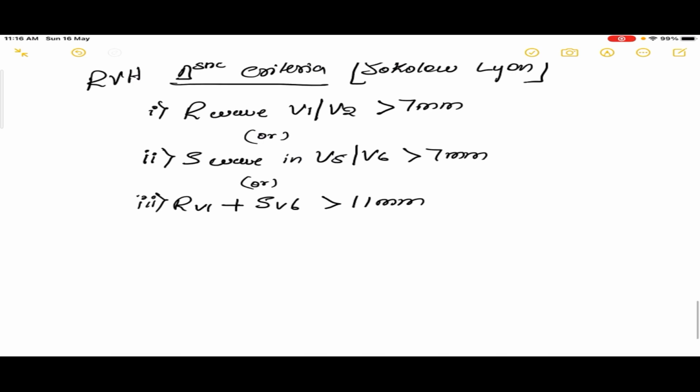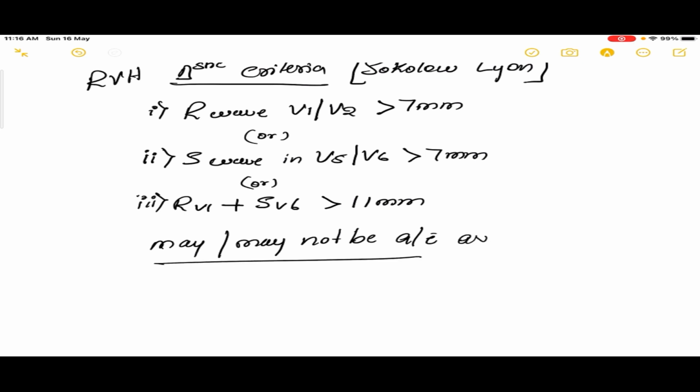So this may or may not be associated with axis deviation. Axis deviation, if it is present, it is always right axis deviation.